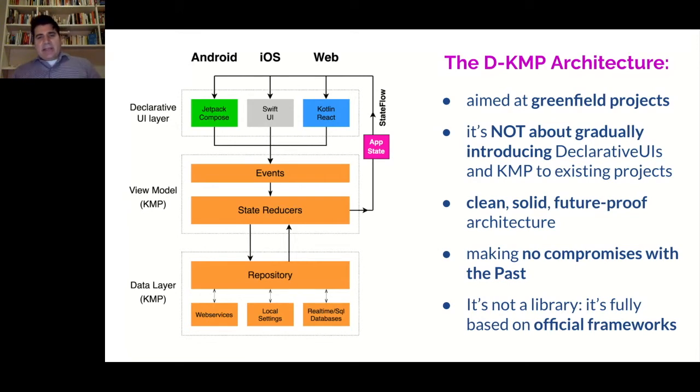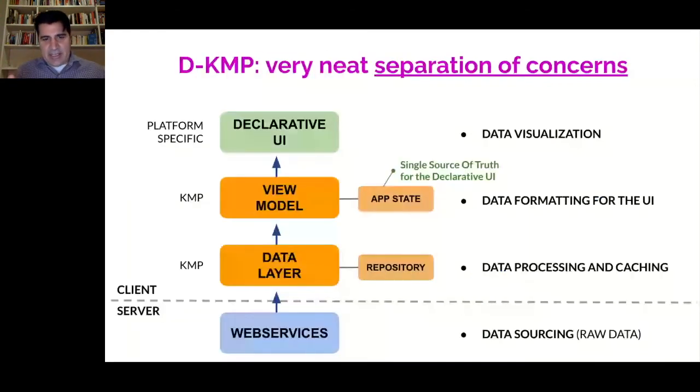Yeah, so one very important aspect of the DKMP architecture is the separation of concerns. From the data point of view, we would have the web services that provide data. Then on the client, you would have the data layer, which would just process and cache data. Then you would have the view model, where you format the data, and then the declarative UI, where you visualize the data.